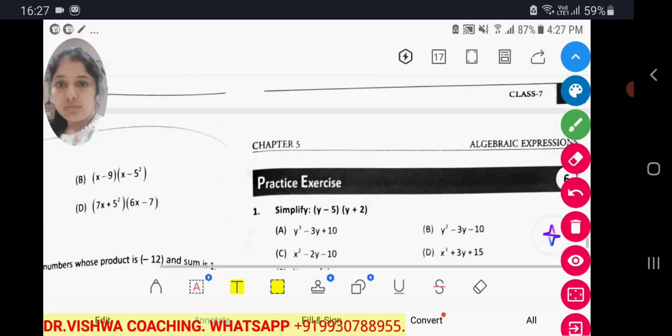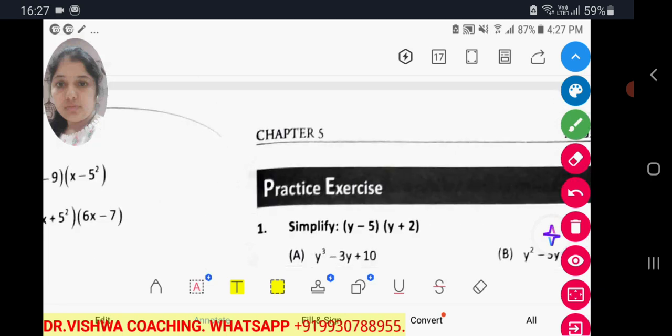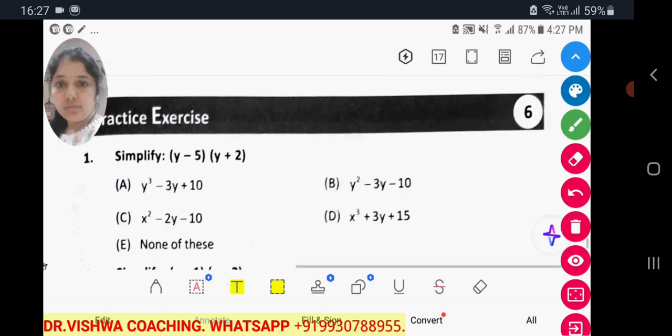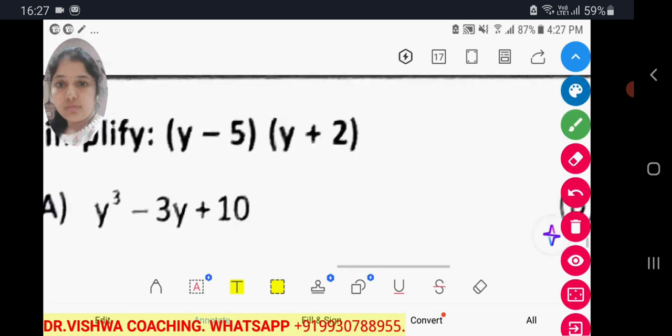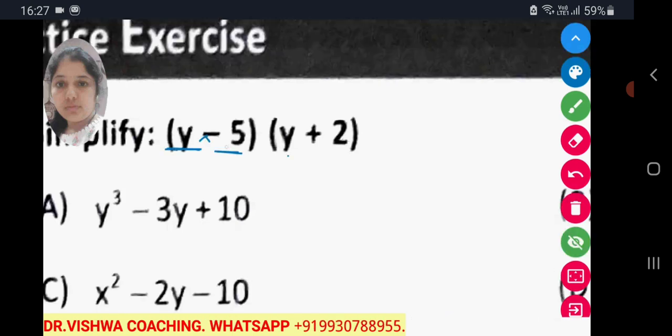Okay, so the very first problem in the practice exercise is to simplify this equation. It is y minus 5 and y plus 2, multiplied with each other, and we have to simplify it. To simplify such equations, it is a very easy method. Now see, the constants are different in both terms, so you have to multiply each term in the given equation.